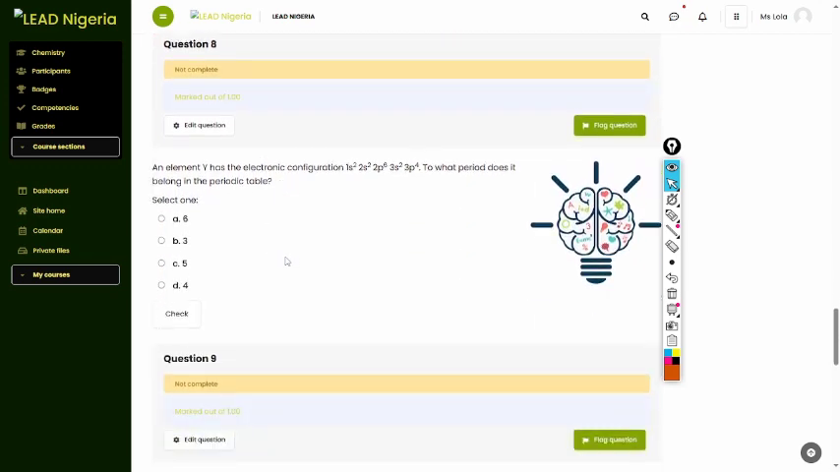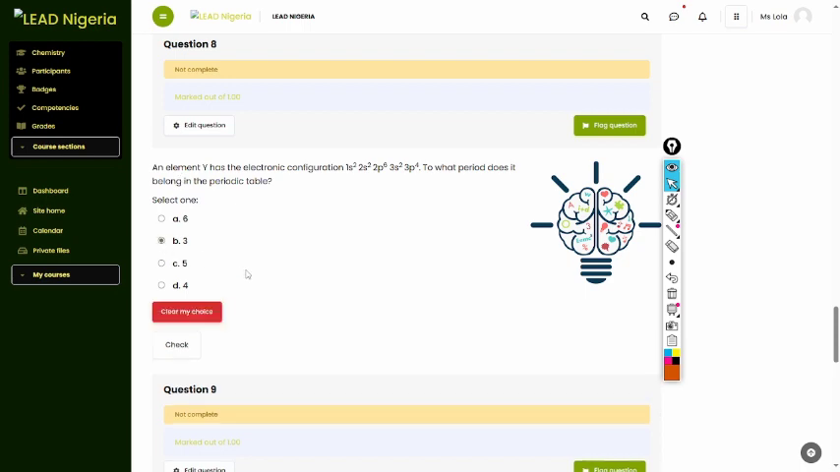Alright, an element Y has this electronic configuration. So what period does it belong in the periodic table? The period of an atom refers to the total number of electron shells it has. So we can get that from the configuration. We see what the highest shell is. So the highest shell is shell 3, which means that it has 3 electron shells. 3 electron shells means it belongs to period 3. The correct answer is B.